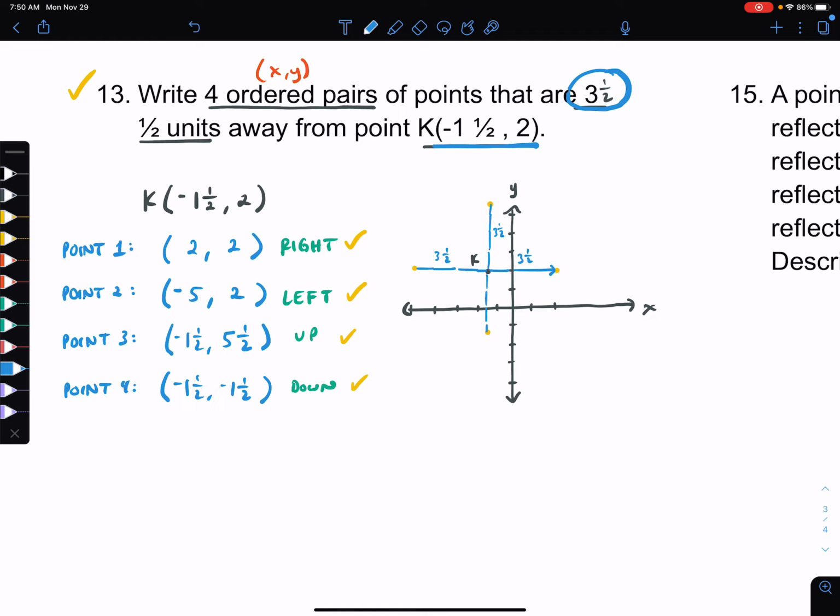So we took care of the right, the left, the up, and the down. These are the 4 points that are all 3.5 units away from point K. Are there other ones? Sure. If you think of these as all radii, then you could have infinitely many other points around a circle here. But I'll save that for another day in a different math class.